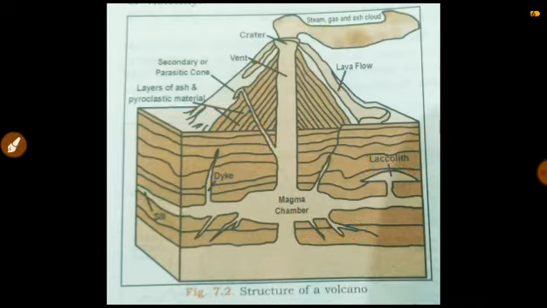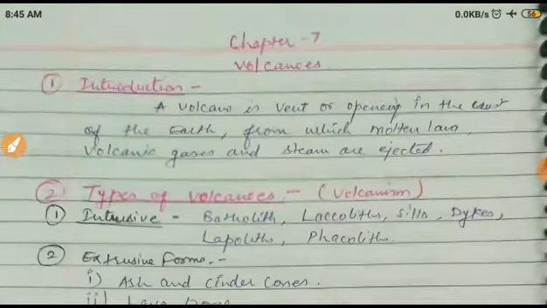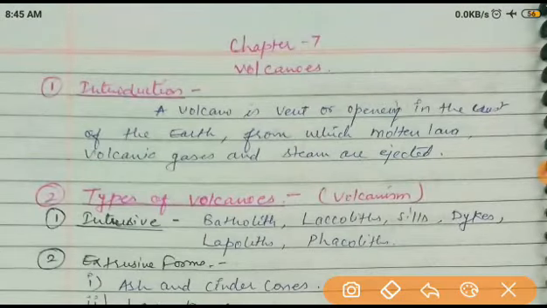Now come to the main topic. This is chapter 7, Volcanoes. We have discussed the structure, because if you understand the structure, then the whole chapter is very easy for you. Now let's start with the introduction of the volcano.